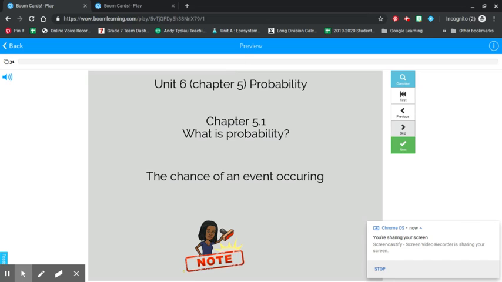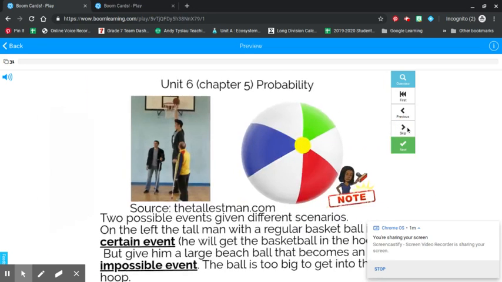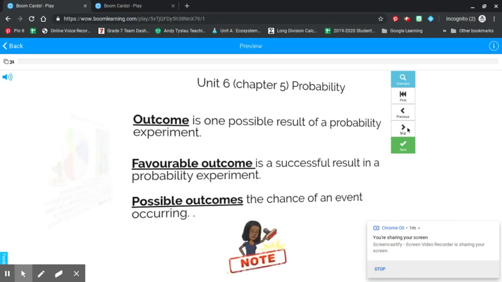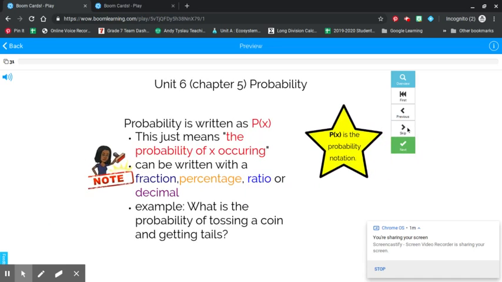Understanding what probability is is the most important part of 5.1, and just how to recognize it and what events are. Certain events, impossible events, favorable outcomes, possible outcomes, and the notation for each of them. So the probability of X, which is denoted as P, open bracket, X, probability of X occurring, can be expressed as a fraction, percentage, ratio, or a decimal.